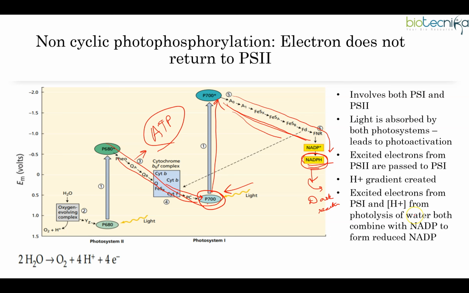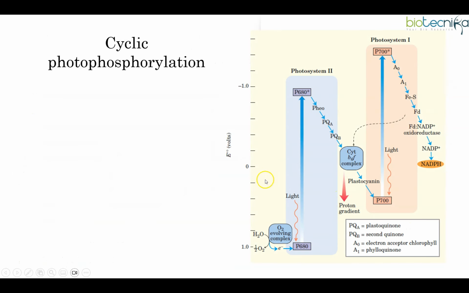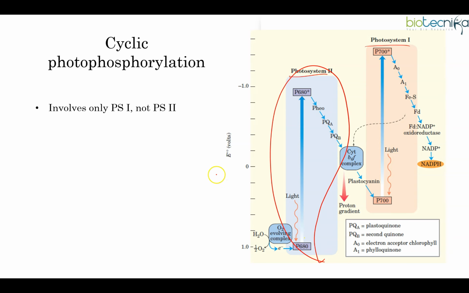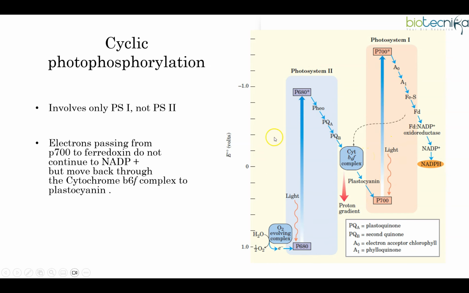Okay. Now coming to cyclic photophosphorylation, this is what a cyclic looks like. You can see that photosystem 2 and photosystem 1 are written, but this part doesn't take place. So cyclic photophosphorylation involves only PS1, not PS2. If you see from here, there is a coming back, like there is a reverse flow of the electrons here, and that is in the form of a cycle. So this only keeps on cycling, right? Now what is happening over here?